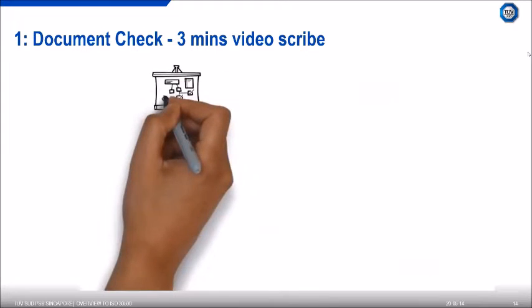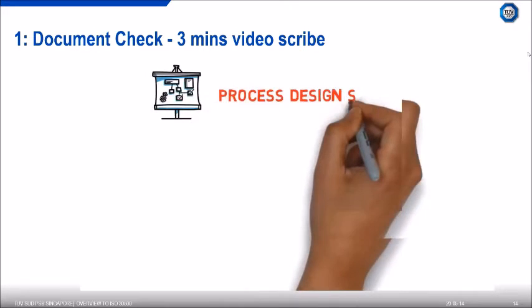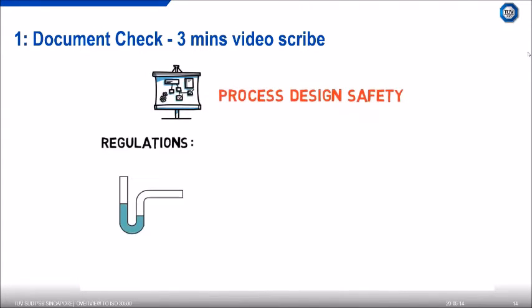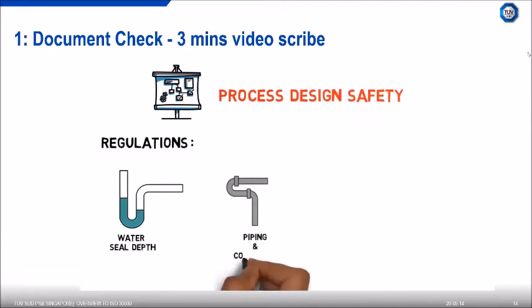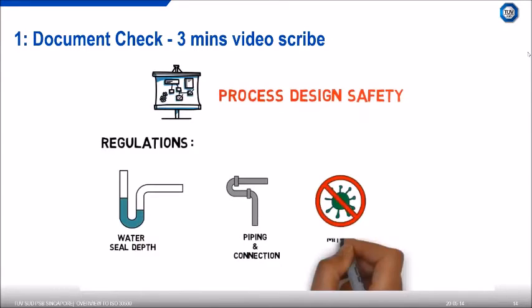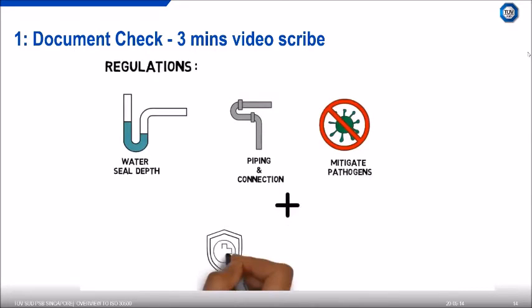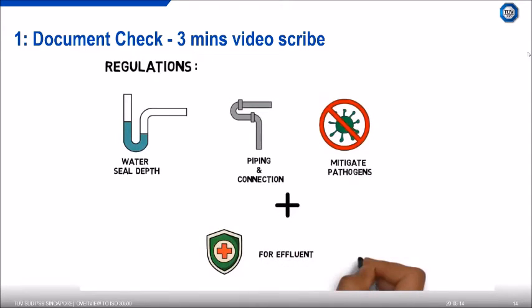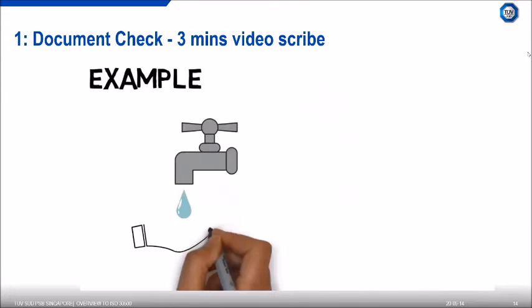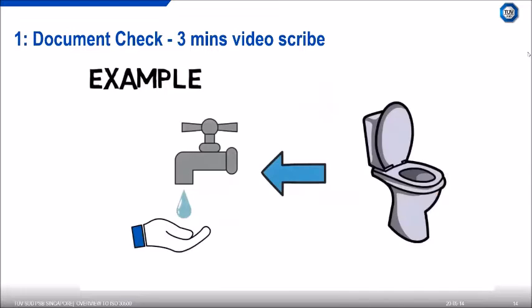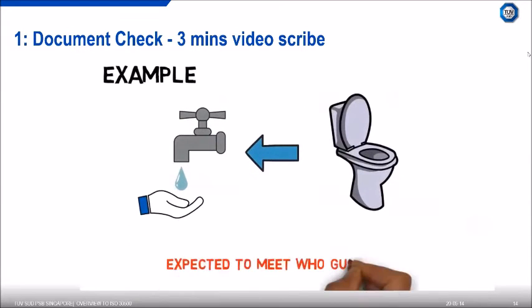The following section is process design safety. This will include regulations on water seal depth, piping and connections, and mitigation measures through physical design to prevent infection from pathogens. It also covers safety measures for effluent reuse. For example, if hand washing water is produced by the system, it will be expected to meet WHO guidelines.